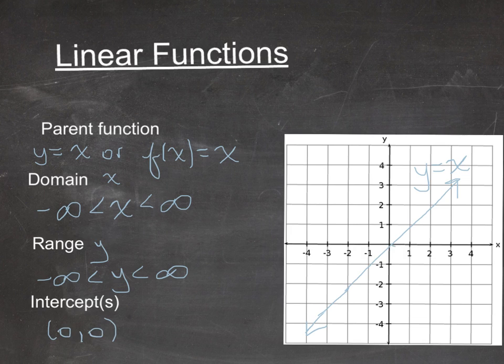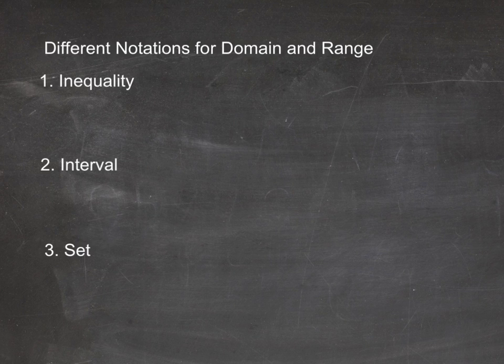Now let's talk in a little more detail about domain and range and the different types of notation that we can write them in. We have 3 different types of notation for domain and range. Let's just look at the domain. For the function that we had before, the domain was from negative infinity to infinity, and I had it written in this inequality way.